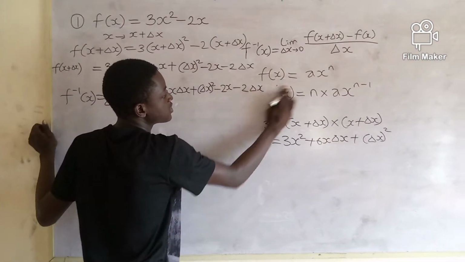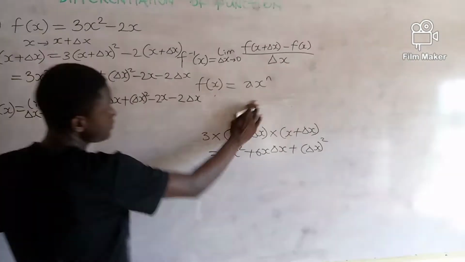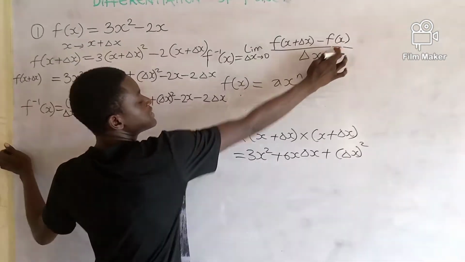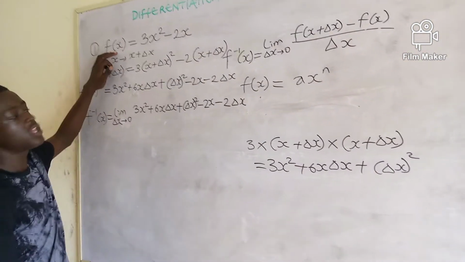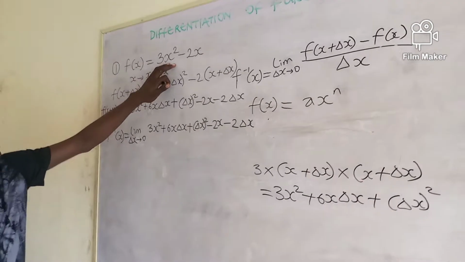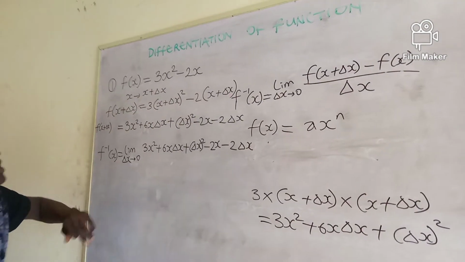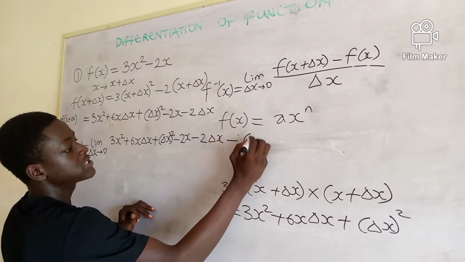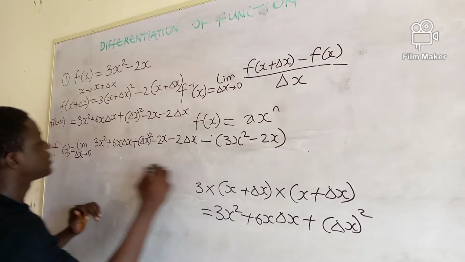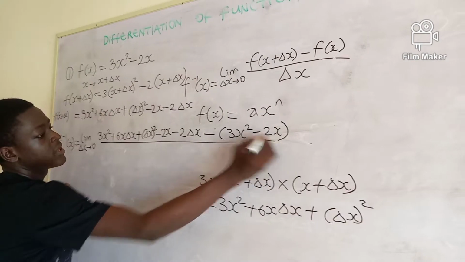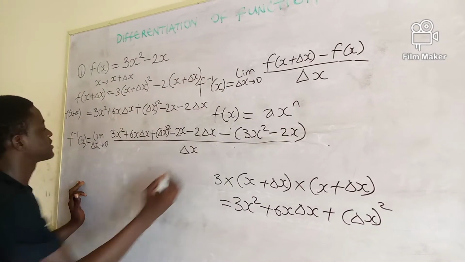Sorry, let's rub this off to use this part of the board. Then we have minus f(x), and our f(x) from the beginning of our question is 3x squared minus 2x. Therefore, this will be minus (3x squared minus 2x), all over our change in x.